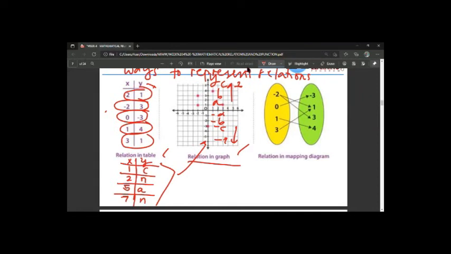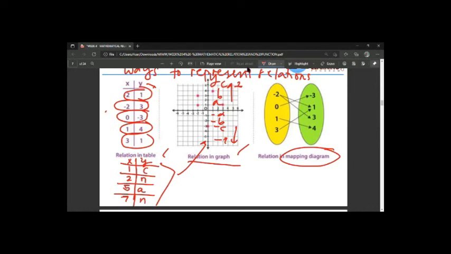Okay. Let's continue. Another way to represent a relation is a mapping diagram. Okay? So, yung mapping diagram, guys, obviously, na-discuss na natin, di ba? On the previous slide.